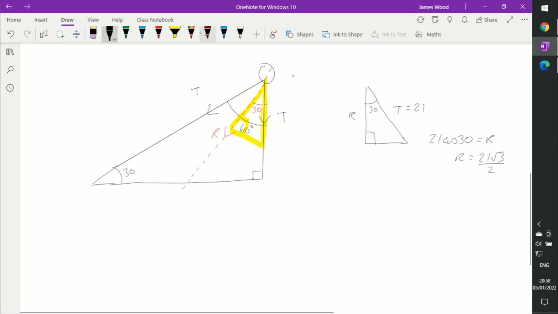However, there's also another one of these triangles on this side, which is contributed from this T. So the force on the pulley is actually going to be twice this. So it's going to be 21 root 3 newtons would be the force on the pulley.